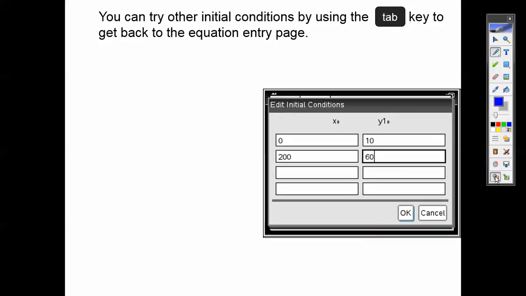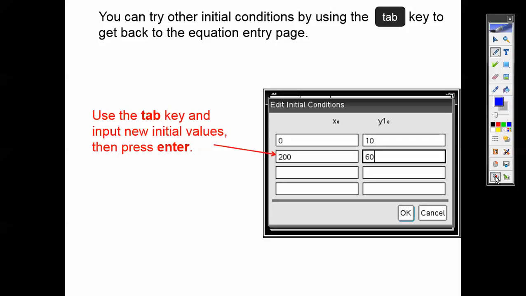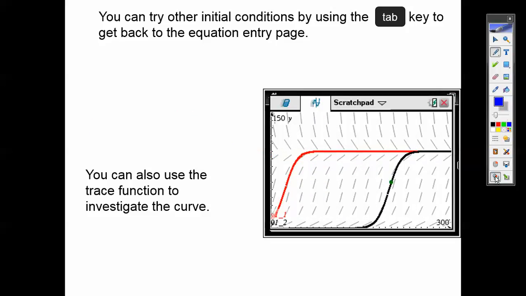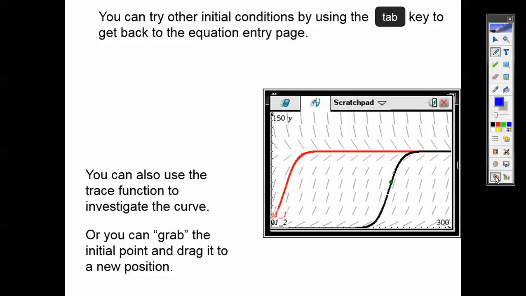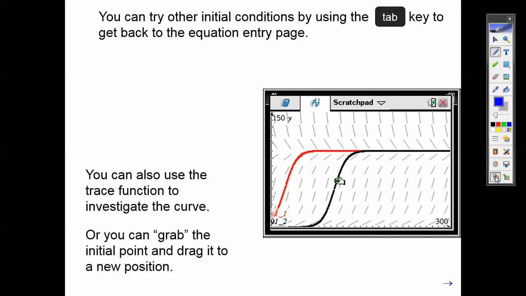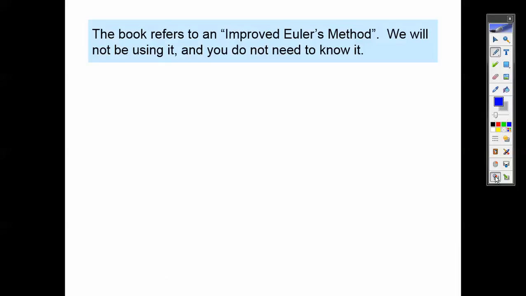So you can get several. If you click on that little thing, you can do several initial conditions. So you get a couple of different graphs all on the same page. And then we can trace. You can grab the point and drag the trace point, but usually you're only interested in a couple different points, so it doesn't matter.